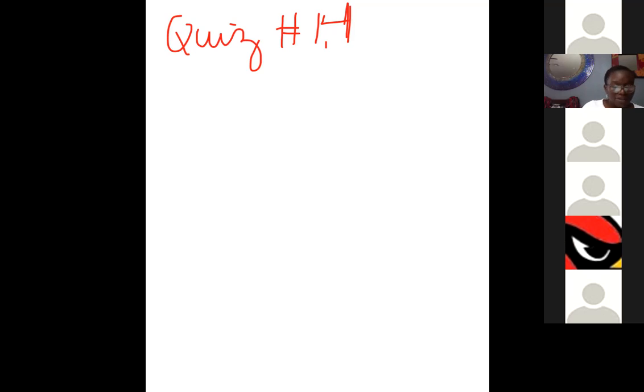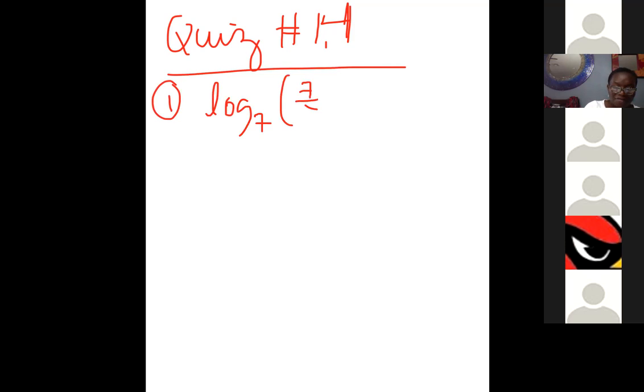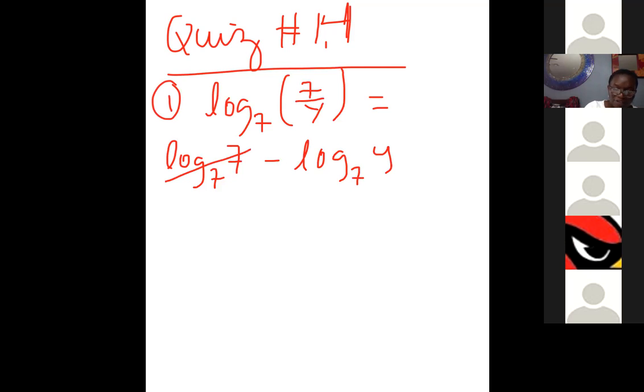All right, guys, so here we go. I am in quiz number 14, and hopefully you guys are booted up. I'm starting with number 1, log base 7 of 7 over y. You have to expand this. So when you expand this, it becomes log base 7 of 7 minus log base 7 of y. Log base 7 of 7 simplifies to 1.